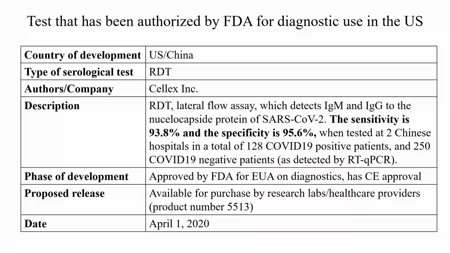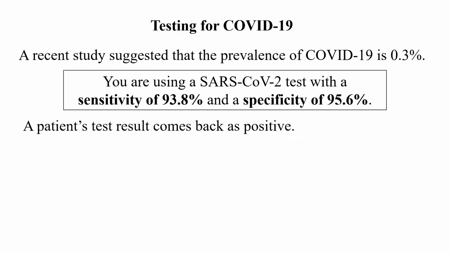I'm going to use the example of a test that has recently been authorized by the Food and Drug Administration for diagnostic purposes in the United States. It's a test that was produced by a company called Cellex. This test has a sensitivity of 93.8% and a specificity of 95.6%. According to some reports, the prevalence of COVID-19 may today be around 0.3% in the United States.